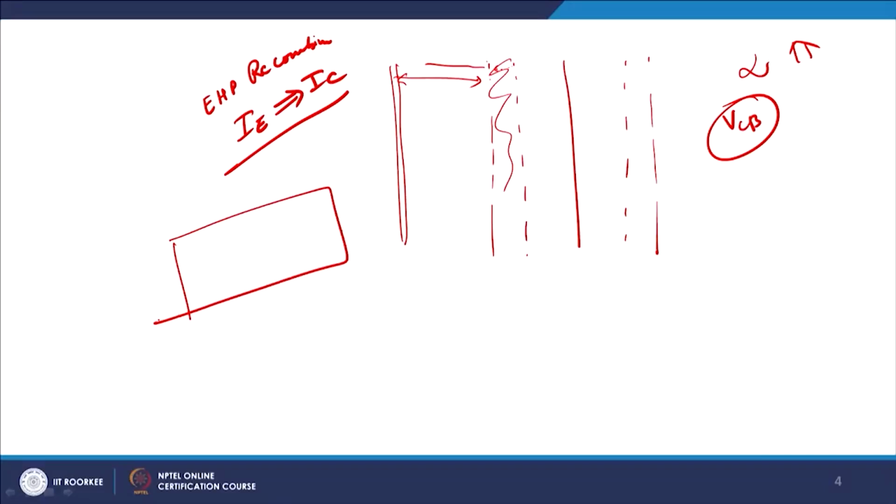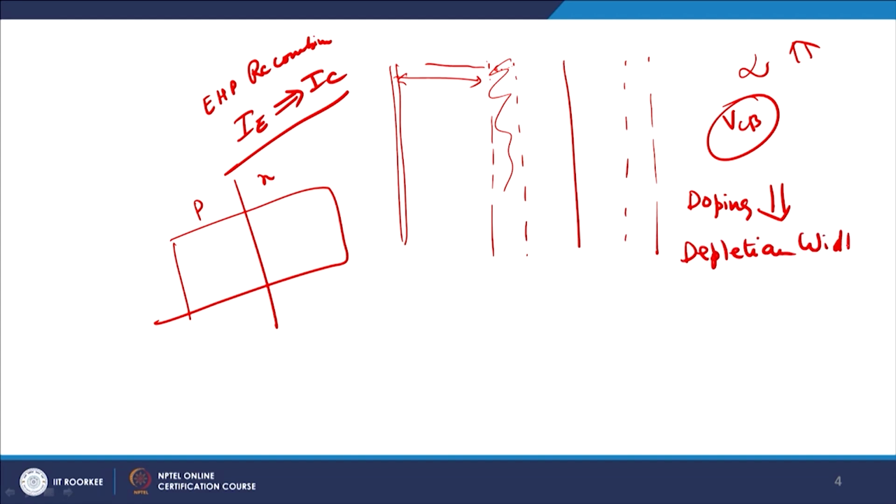One more thing which I wanted to point out, and maybe of interest to most of you, is that if I have a P and N, and if my doping concentration is low, then the depletion width is larger on that side. So just keep in mind that if you apply a bias in a PN junction, then the depletion width will be larger in that semiconductor in which the doping is low. So please be careful: the lower the doping, the more the depletion width.